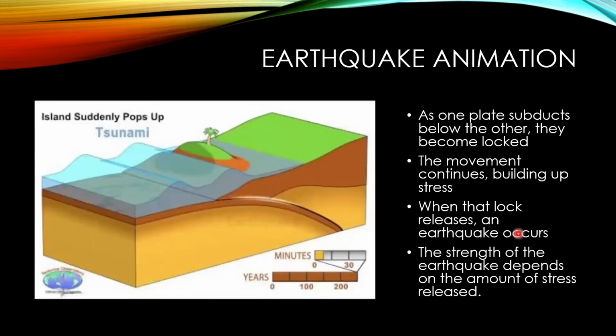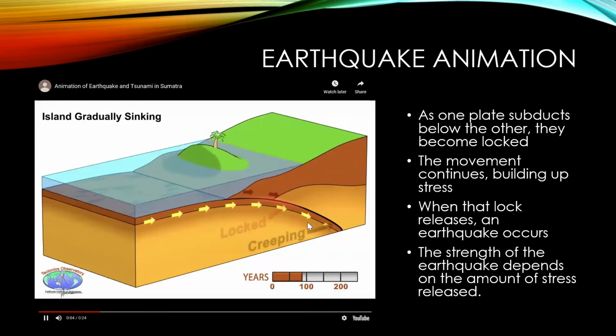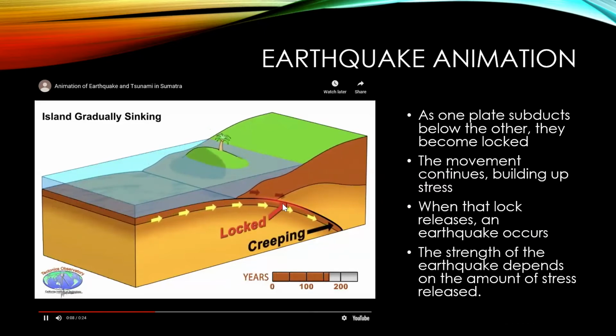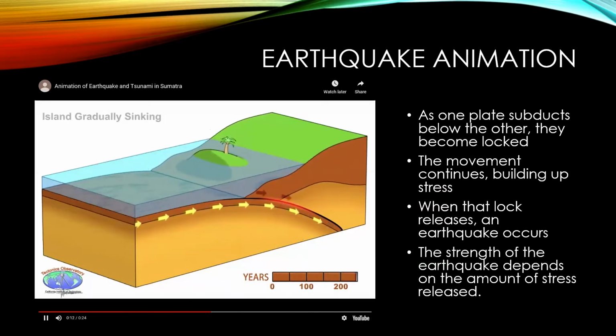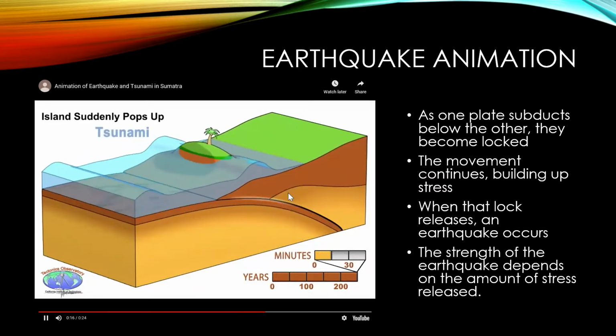And so here's another animation that kind of gives you an example of how that earthquake occurs. Here we're at a plate boundary. So we have one plate that is subducting below the other. I'll go ahead and hit play. And these plates are moving. So they have the oceanic plate subducting below the continental plate, and there's an area where they get locked. So the plates are still moving, but there's an area here where they're actually stuck together, and it's really building up stress. And eventually that lock is going to release, as you see here, and an earthquake occurs.